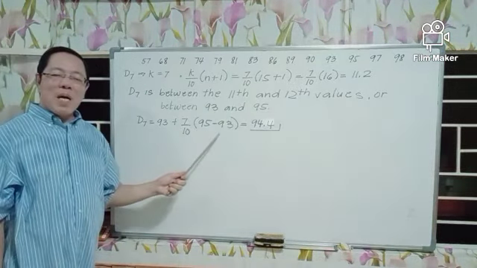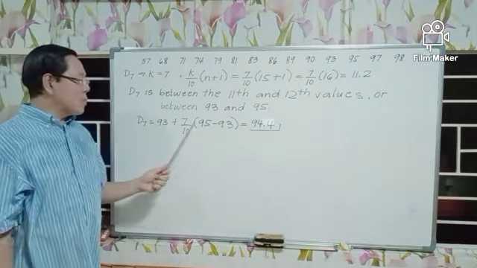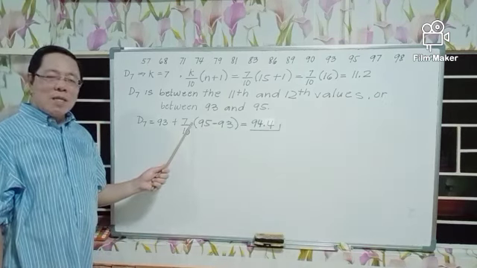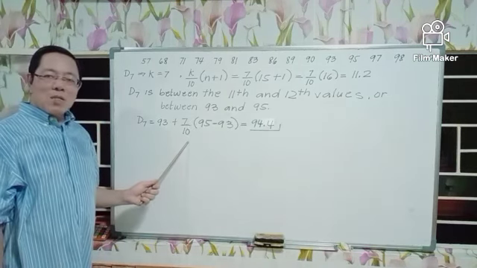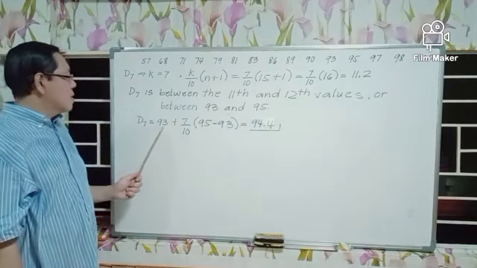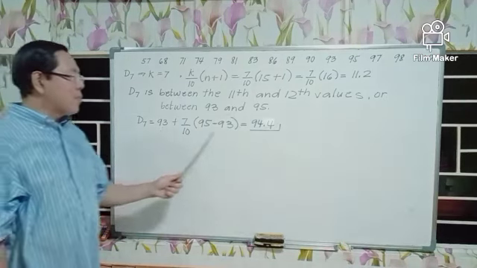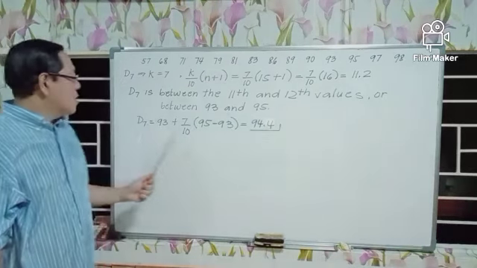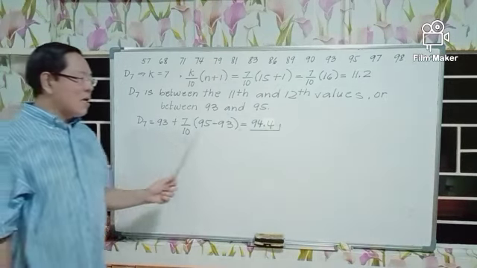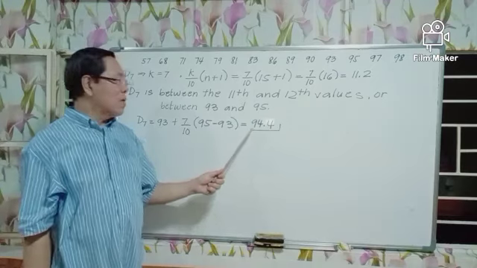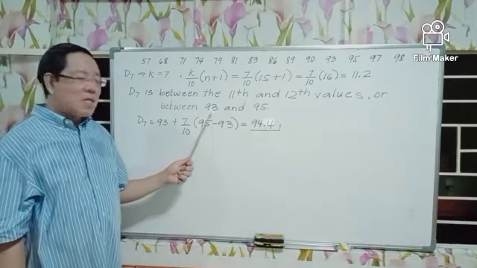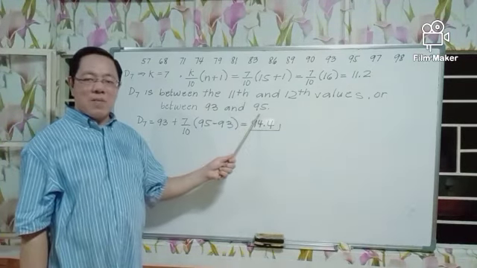Again, 95 minus 93 is 2, multiplied by 7 is 14. 14 divided by 10 is 1.4, and 93 plus 1.4 is 94.4. Hence, the value of the 7th decile is 94.4, and it is between 93 and 95.